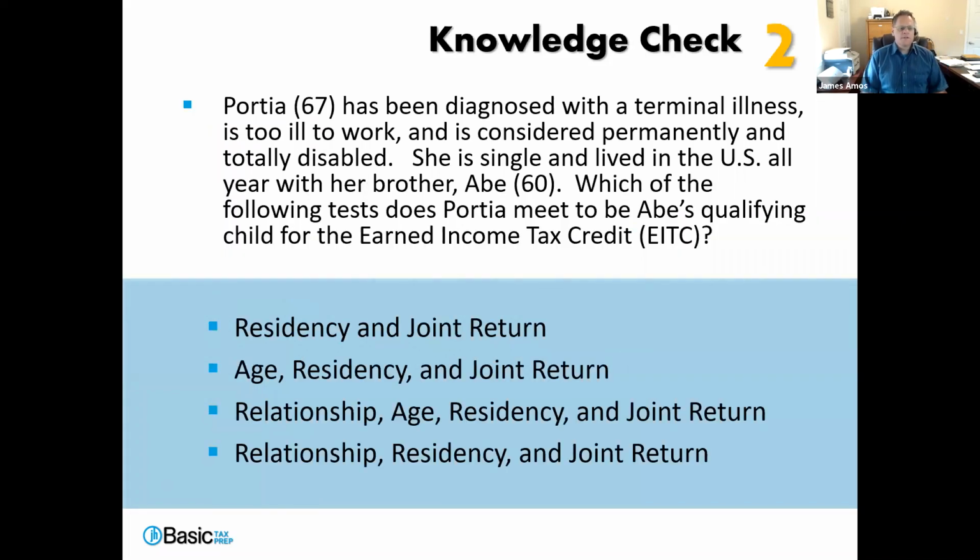All right, here's the next one. Portia is 67 years old. She's been diagnosed with a terminal illness and is too ill to work. She is considered permanently and totally disabled. She is single and lives in the U.S. all year with her brother, Abe, who is 60 years old. Which of the following tests does Portia meet to be Abe's qualifying child for the earned income tax credit? So remember the test to have a qualifying child.